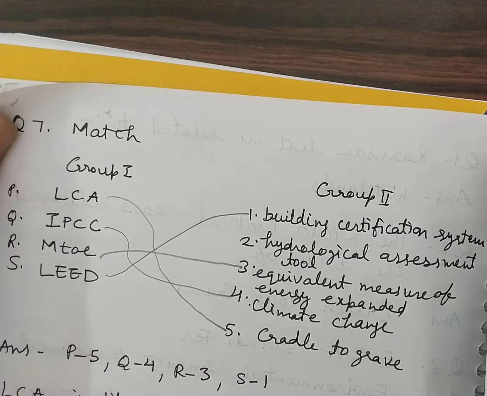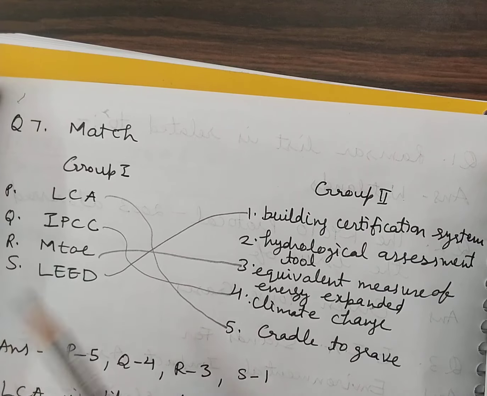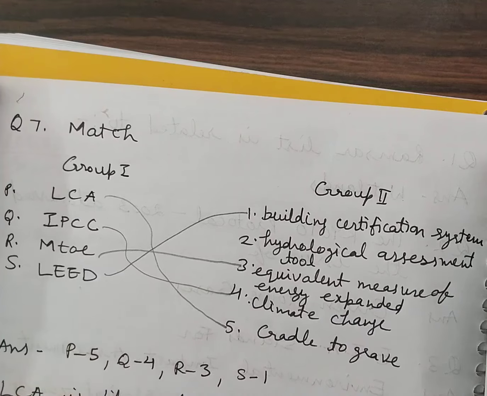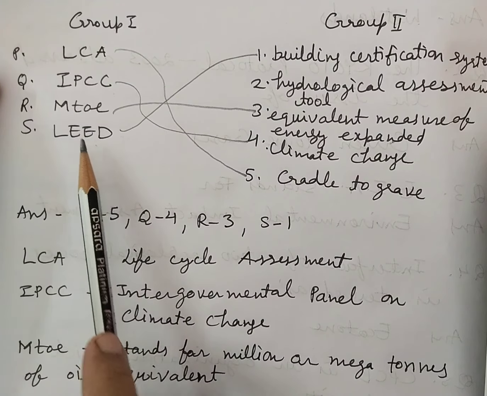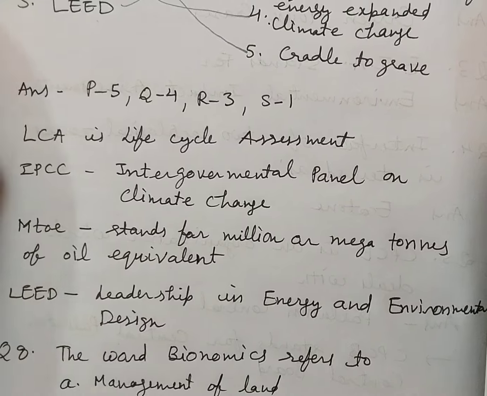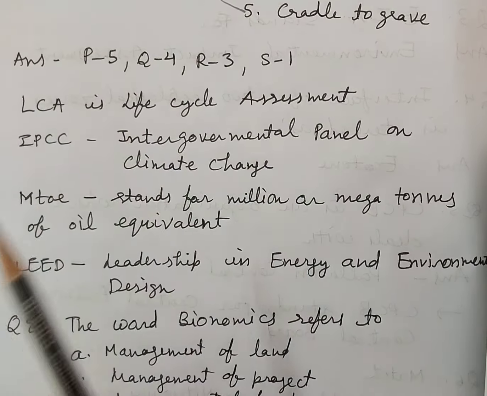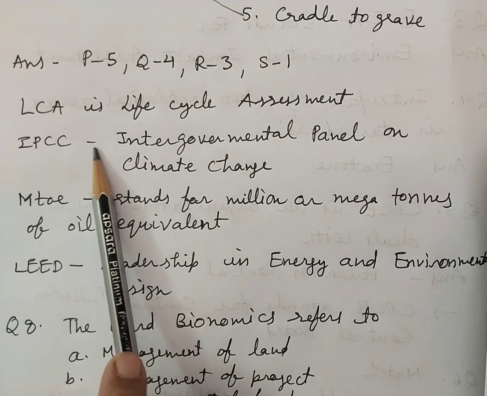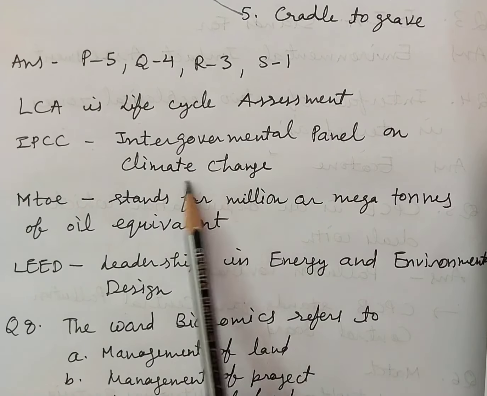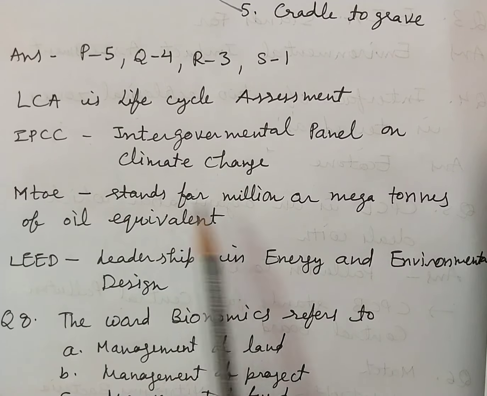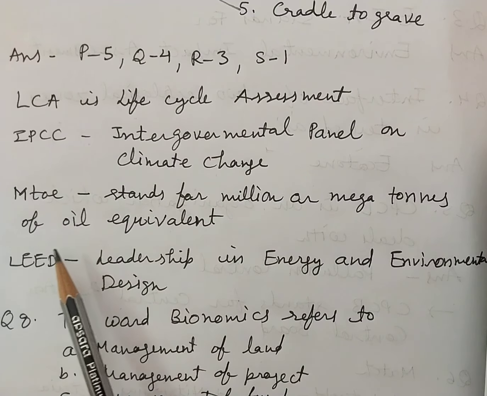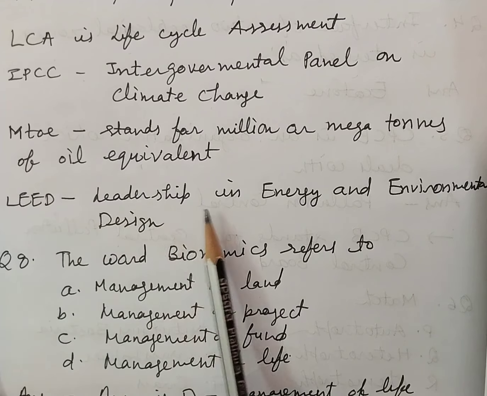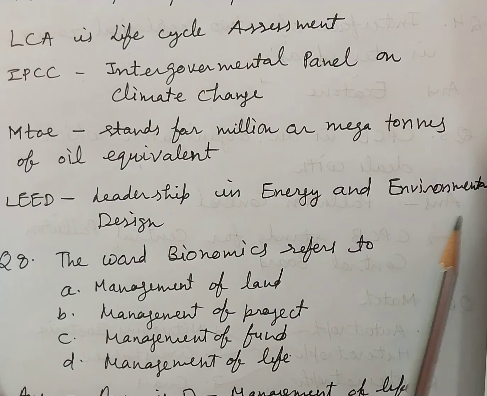More questions. Again the match question. Group 1 is LCA, IPCC, M2 and LEED. For answering this question, you must know the abbreviation of all these. LCA is life cycle assessment. IPCC is Intergovernmental Panel on Climate Change. M2 stands for million or megatons of oil equivalent. LEED is Leadership in Energy and Environmental Design.